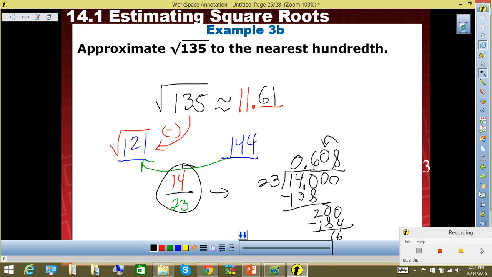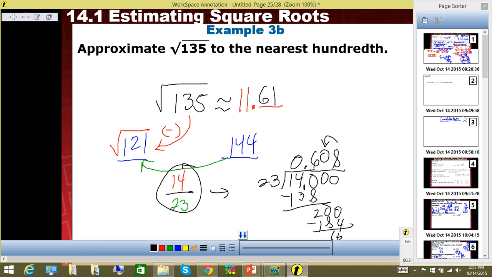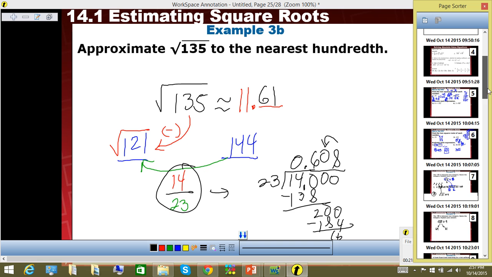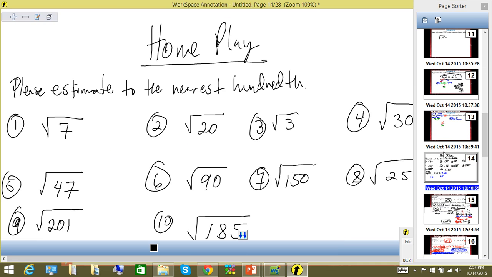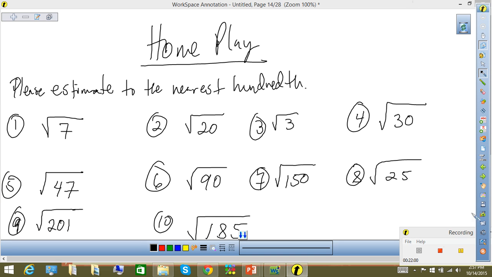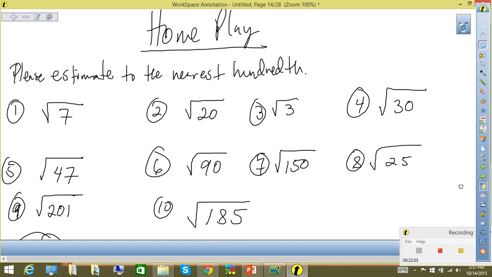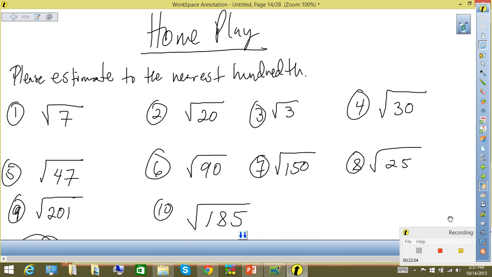All right, your homework for tonight. Here it goes. Copy this down, please. Copy those. It's only 10 problems. Homework is numbers 1 through 10. You need to do exactly what we were doing right now. As soon as you copy those, there's tutoring today. If I don't see you in tutoring, have a good one. See you guys tomorrow.